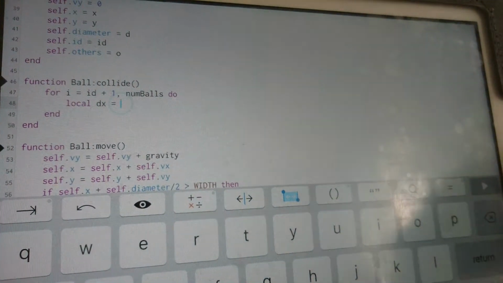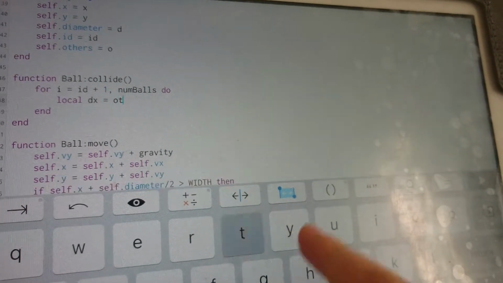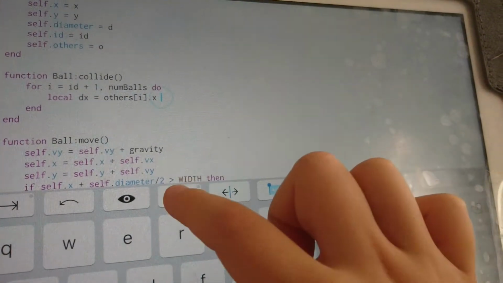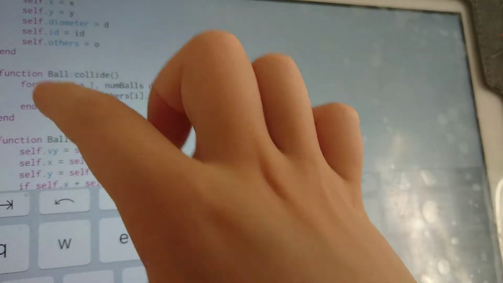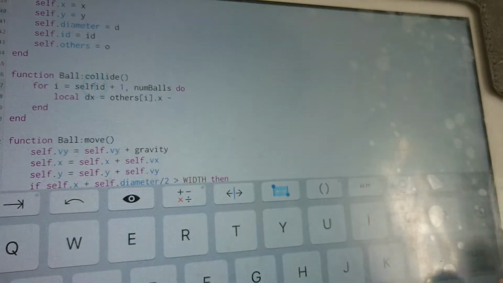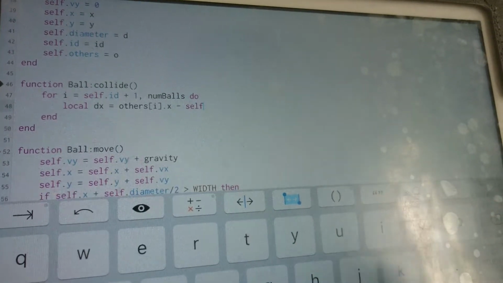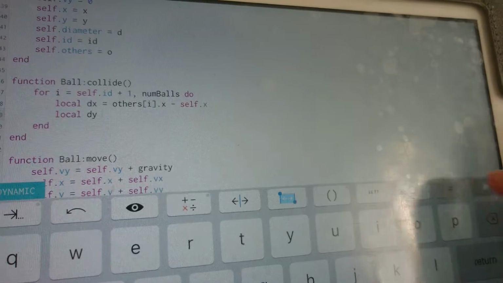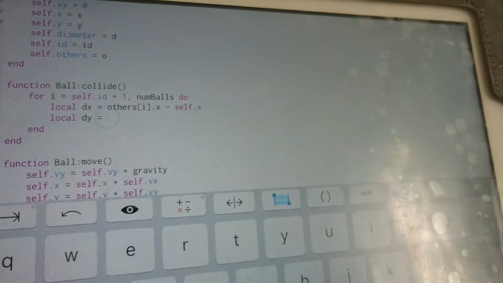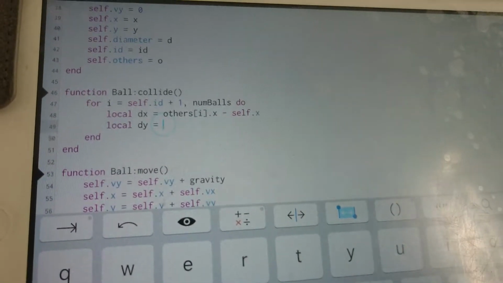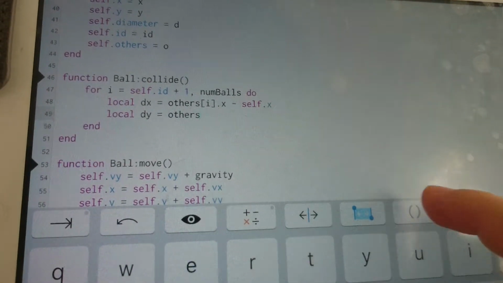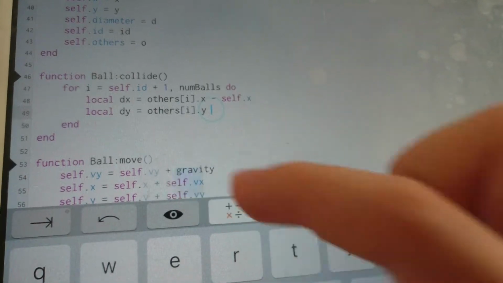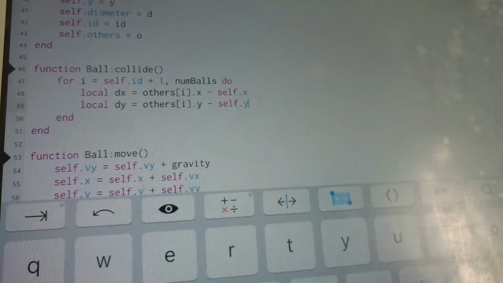So I'm going to say dx equals others index i dot x minus, oh boy, self dot x. I make this mistake every time. Now I'm going to say local dy equals others index i dot y minus self dot y. I make this mistake every time, especially when I'm porting from Processing into a different language.